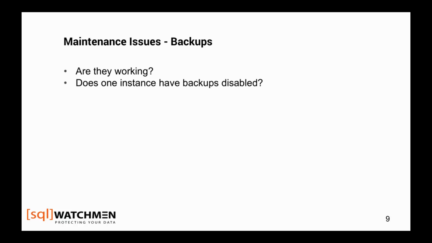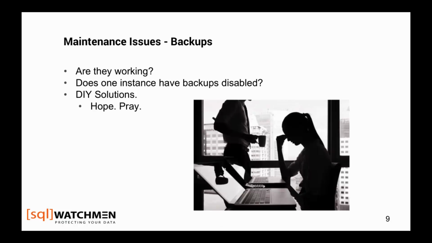So just because the backup job succeeds does not mean there's a BAK file. And even if there's a BAK file or transaction log TRN files, that doesn't mean that the chain isn't broken. So these things need to be tested. And okay, so let's talk about some DIY solutions about this. Well, yeah, see, that's the first solution. Maybe a little hope and prayer.